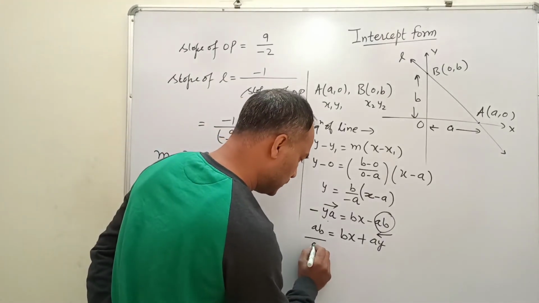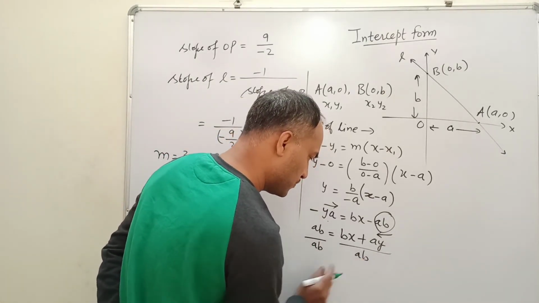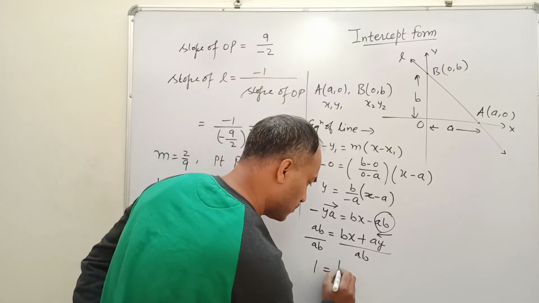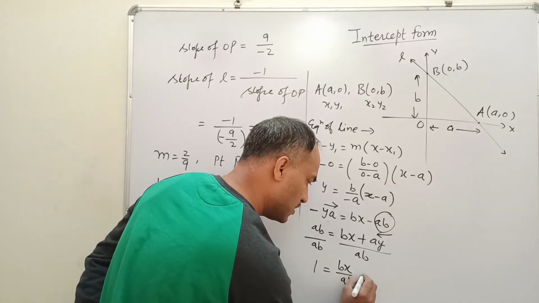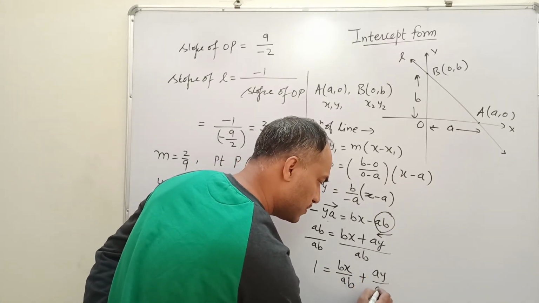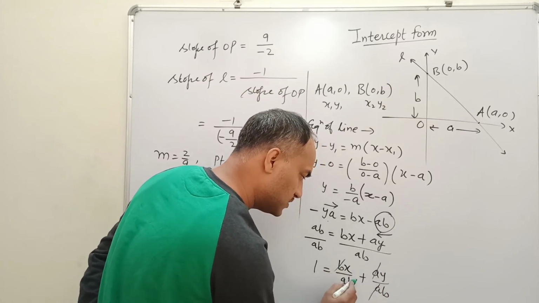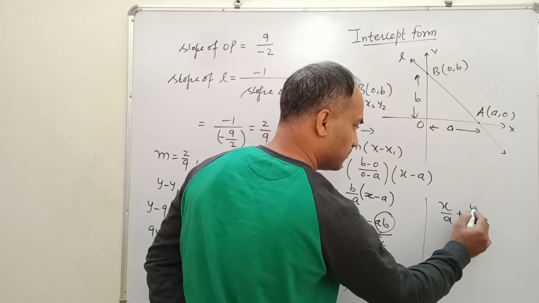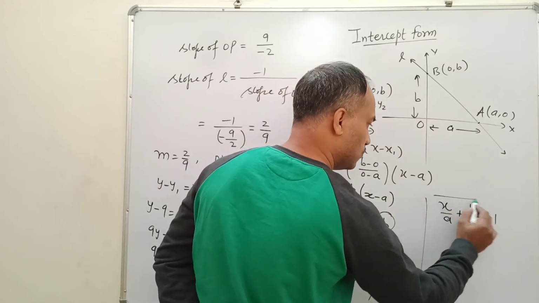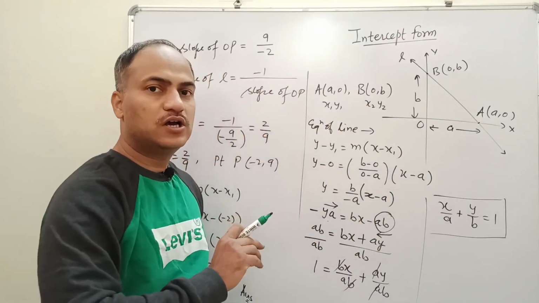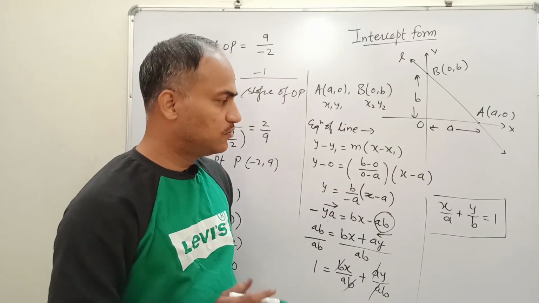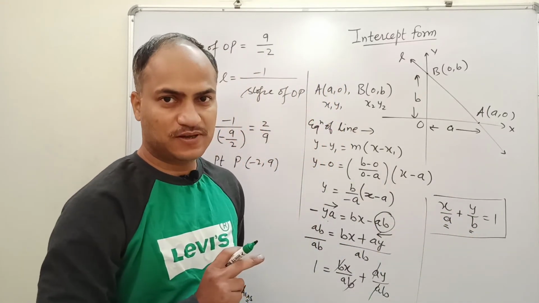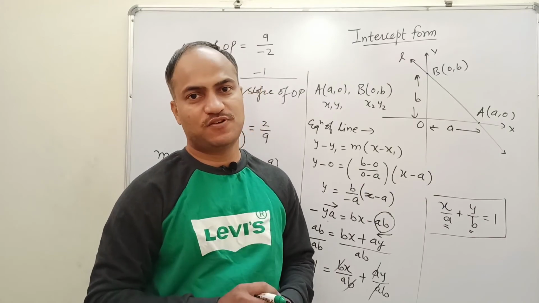Now let us divide throughout by ab. So this becomes 1. This becomes bx upon ab. This becomes ay upon ab. So a cancels here and b cancels here. So we get the equation of a straight line in this form: x upon a plus y upon b is equal to 1. This form is called intercept form of straight line. Okay, here a is x-intercept and b is y-intercept. Okay, now let us do a question to understand this form.